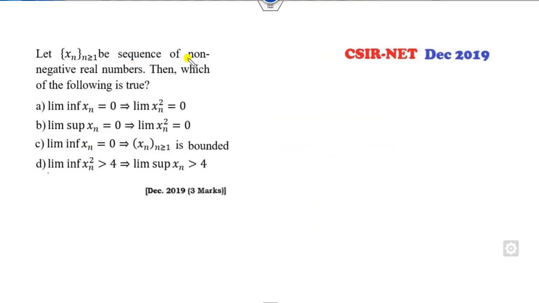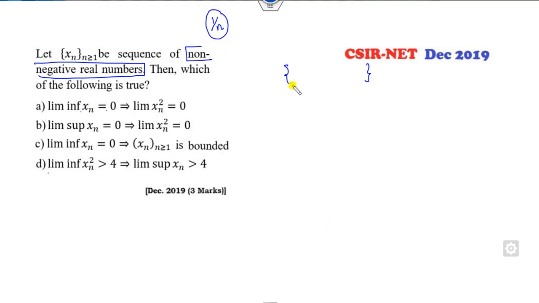Look at this one: a sequence of non-negative real numbers. Then which of the following statements is correct? Very simple. Look at that. Can you think of any sequence whose infimum value will be 0? When will the infimum value be 0, when you consider this as the sequence?